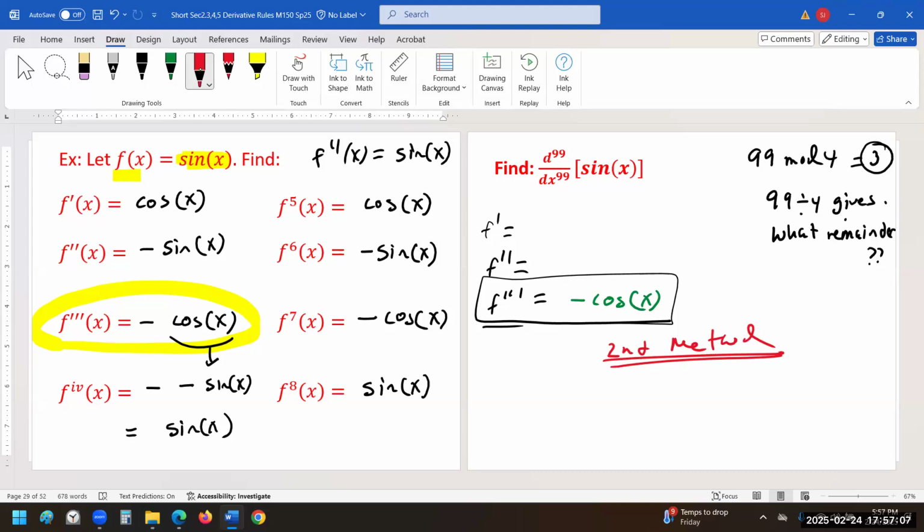Now, second method. We know 100 goes into 4, 4 goes into 100 evenly. So the 100th derivative of sine x is the same sine x. Anytime you can divide your power by 4, that means you have sine. So the 100th derivative is sine, and 99 is only 1 unit back. So when you go 1 unit back, it gives you negative cosine.